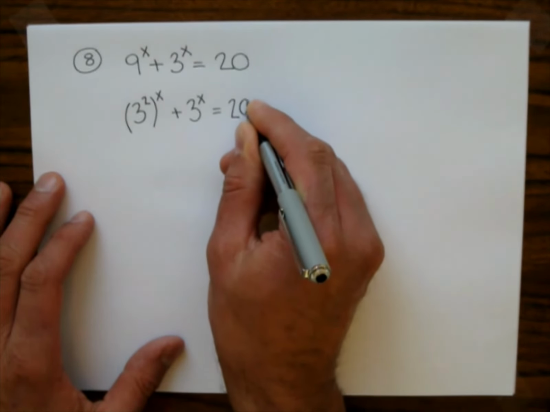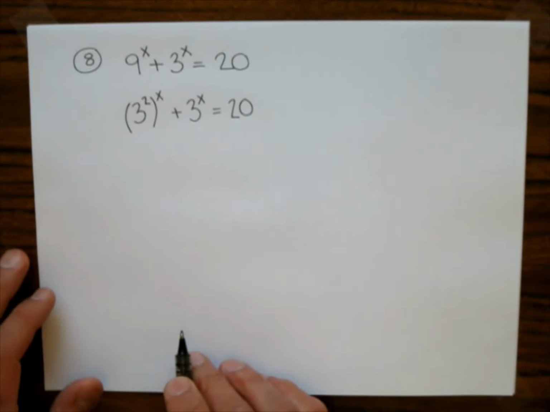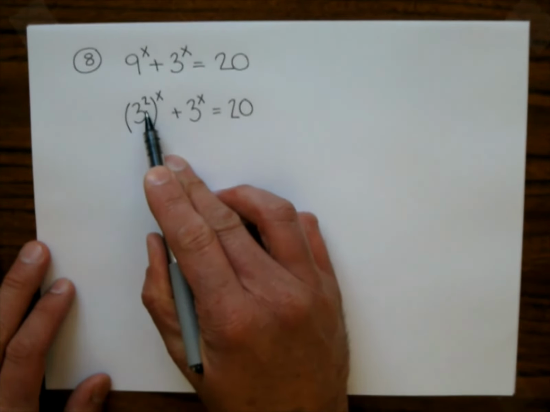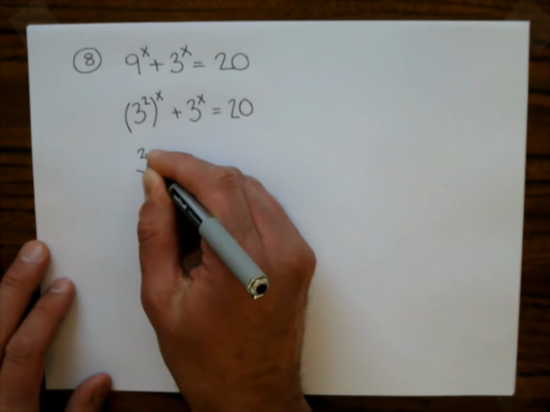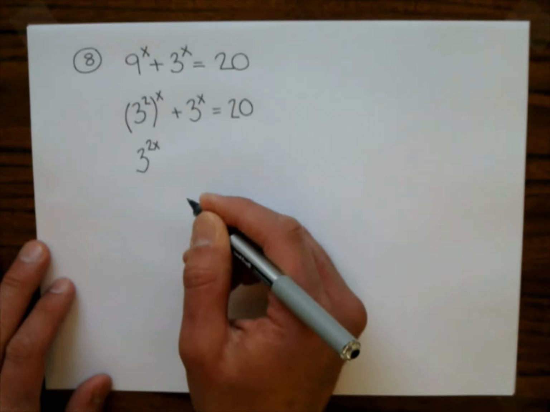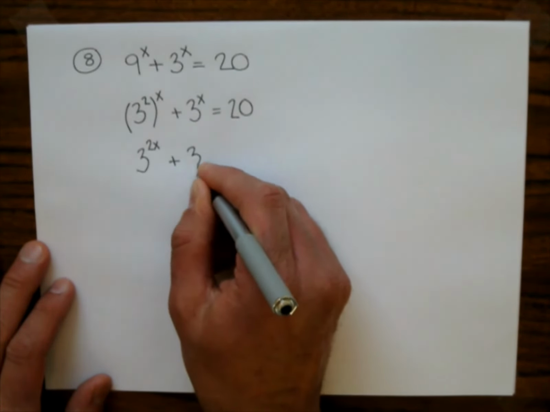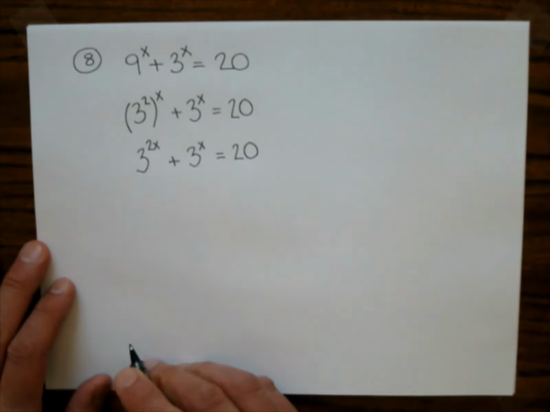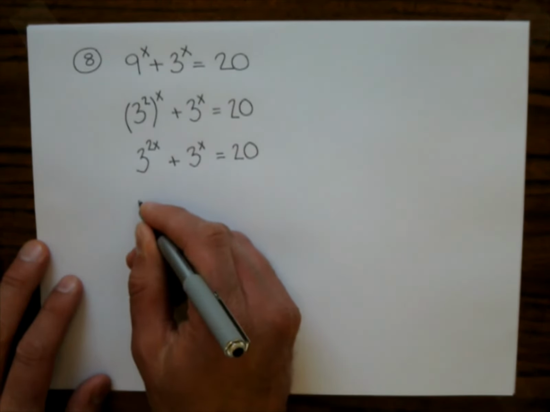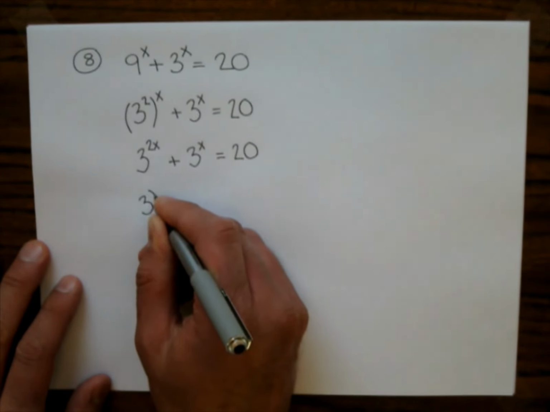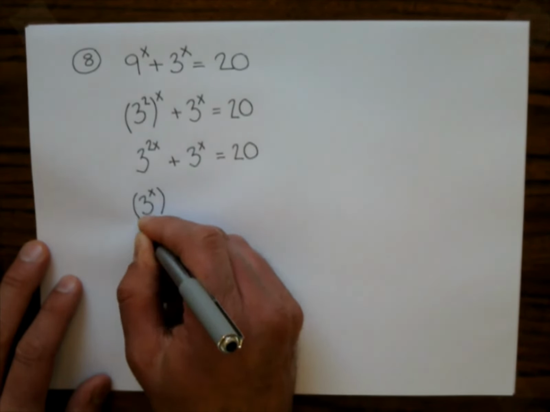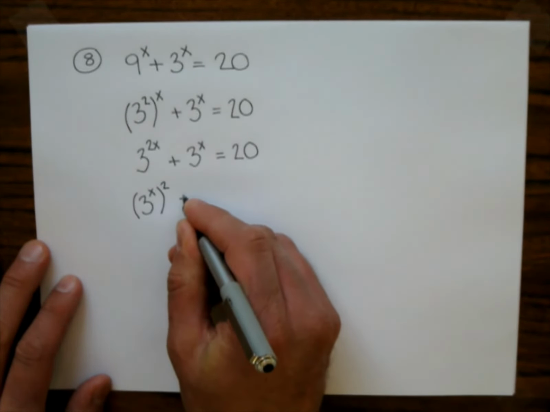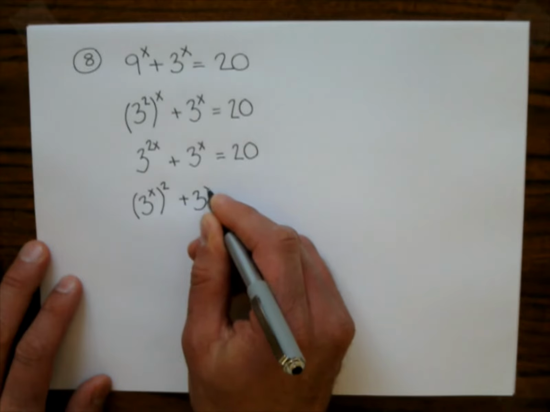So this problem is going to be kind of intense like the last one. Now, when I do this, I could just multiply those exponents. This is 3 raised to the 2x plus 3 to the x equals 20. Now I'm going to do something unexpected. I'm going to write this as 3 to the x squared. It's almost like those guys switched places. We could do that. Everything is legal that I'm doing here.